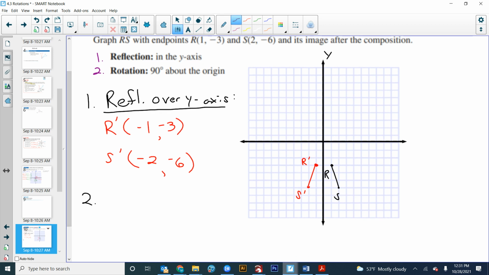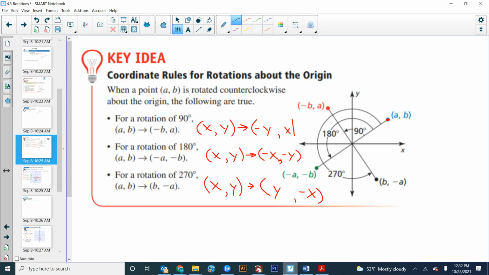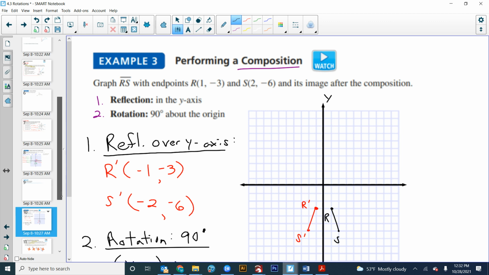Step 2. Rotation. It's getting glitchy on me. 90 degrees. For a 90-degree rotation, my recommendation was to write out the rule to practice. 90-degree rotation. What's the rule? XY turns into negative y, x.